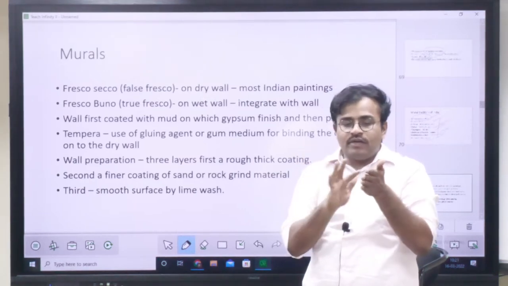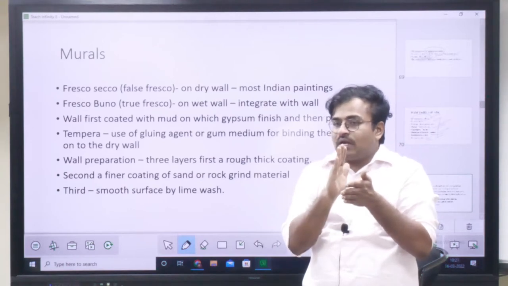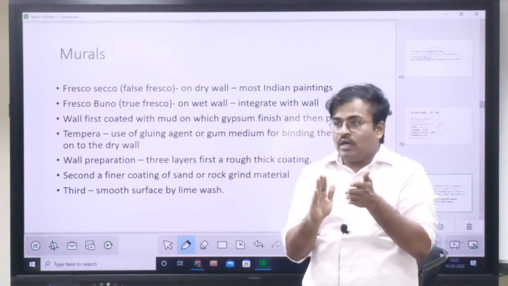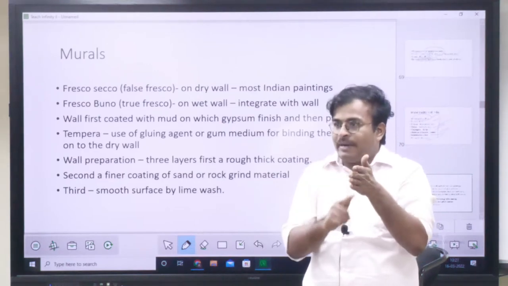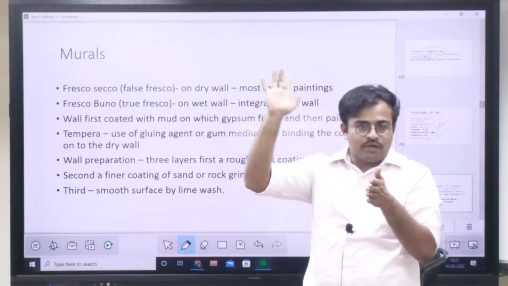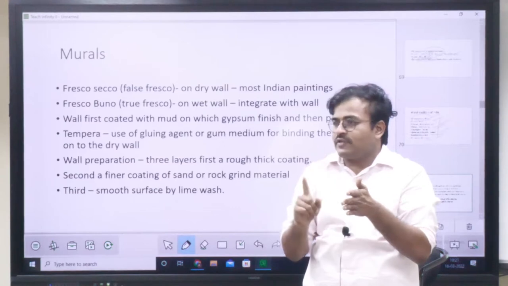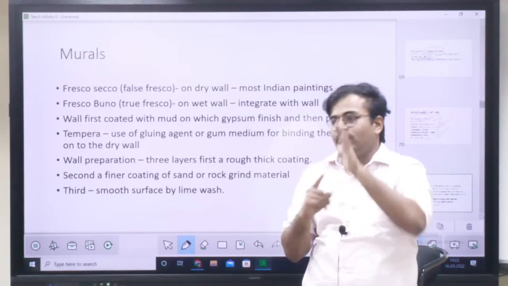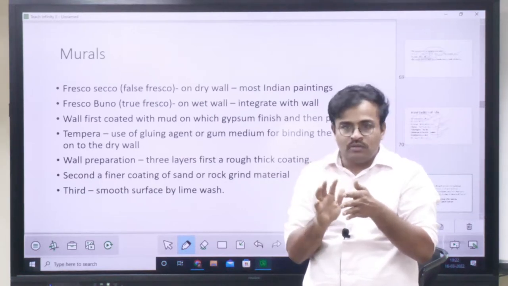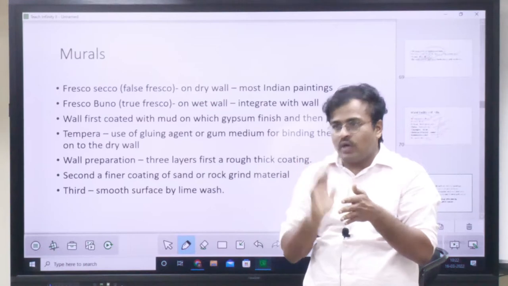But in case you put some clay, then limestone, and after putting clay and limestone, you don't permit the wall to dry, and on the wet wall itself you draw paintings, then it is known as fresco buono kind of paintings. Are you following what I'm trying to say? Fresco secco is known as false fresco because it is drawn on a dried wall. If it is drawn on a wet wall, then the paints will get integrated into the wall. Yes or no? So these kinds of paintings are known as fresco buono.